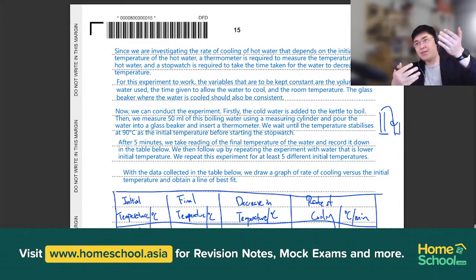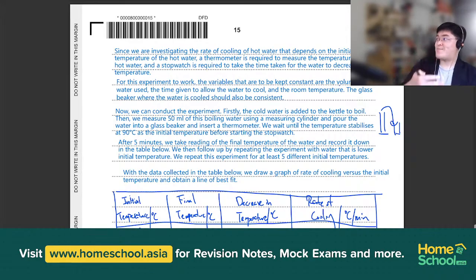So for example, if your first initial temperature is 90, the next experiment you do should be, let's say, 80, then the next one is 70, 60, 50 downwards. Basically, repeat each experiment with a decreasing initial temperature. And then your next mark is given for one control variable kept constant. We gave two actually, so that's fine. The two variables we kept constant are the volume, the mass, the amount of water that we use to cool, the time taken to cool the water, and also the room temperature of the surroundings.